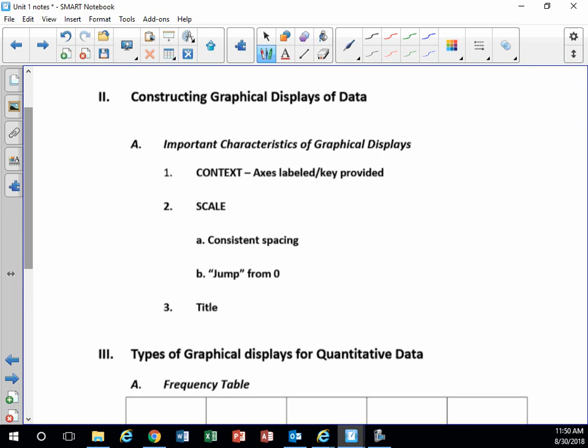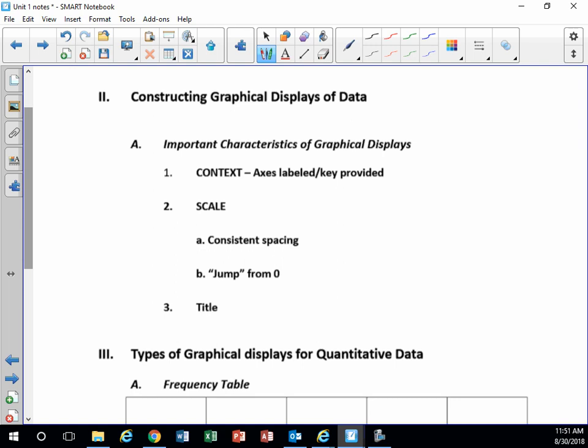Again, the context is super important. You need to make sure you label everything. Scale, you need to make it look right. You can't just go from 0 to 100 as one tick mark, and then every tick mark after that is 10. You can show gaps in the spacing on your axis, but you have to actually denote that. Make sure there's a title.